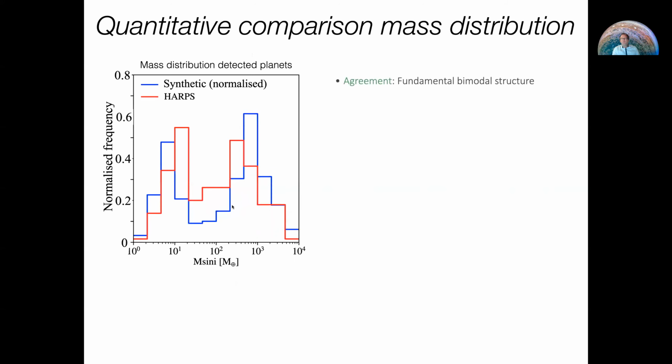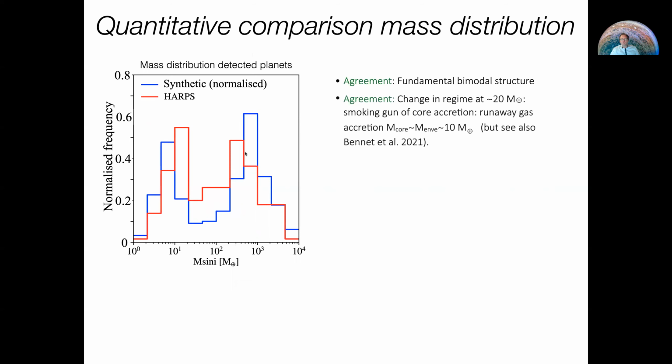And what we see first is that we have this fundamental bimodal structure, and we have especially also a change around here at around 20 Earth masses, and I think this is a smoking gun of core accretion. So this is the runaway gas accretion, which sets in when the core mass and the envelope mass are about each 10 Earth masses. And by the way, it could in principle also be the pebble isolation mass, which would probably lead to a similar prediction, but there are also opposites for this interpretation.